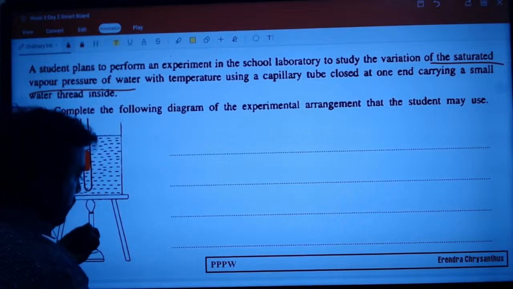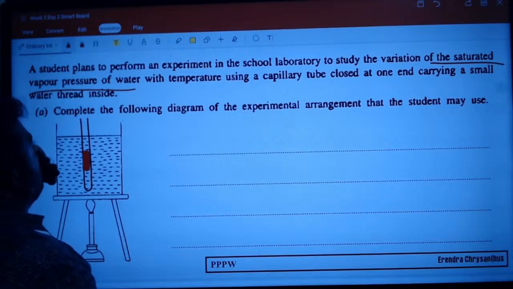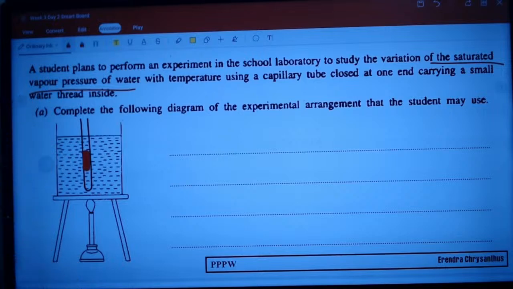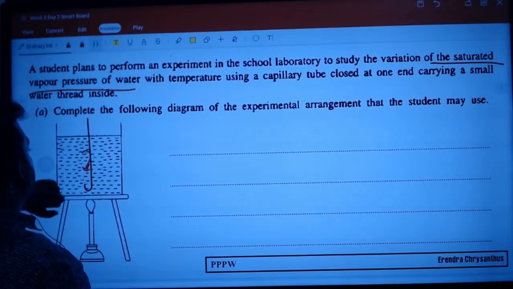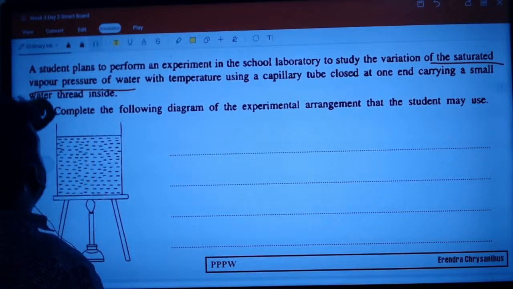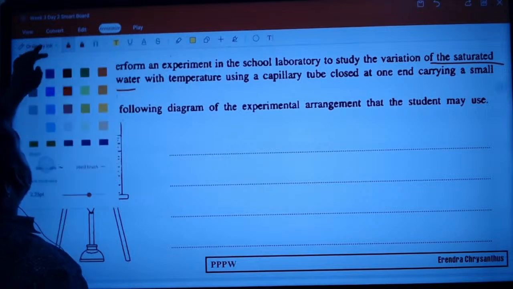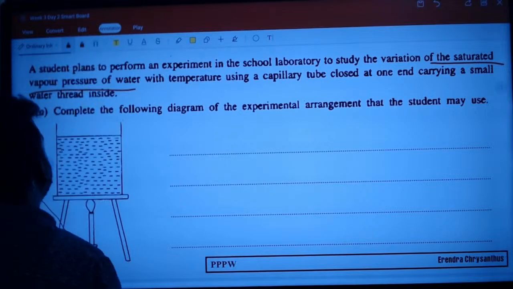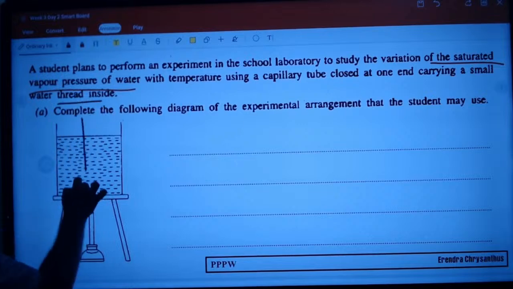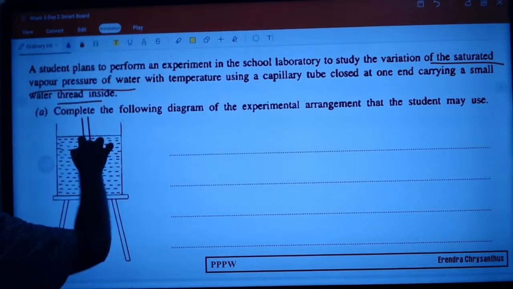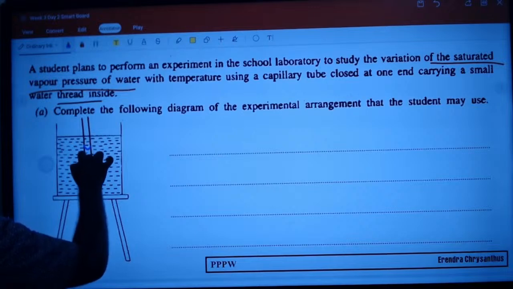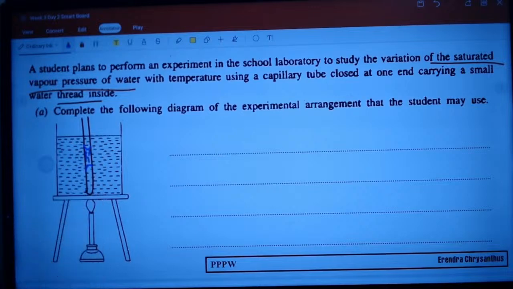Now if you want saturated vapor, here saturated vapor, they are saying water thread. Okay, that means forget about the mercury. So they want a water thread. So here you go, the beakers.